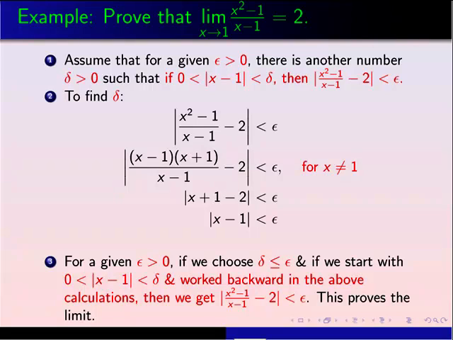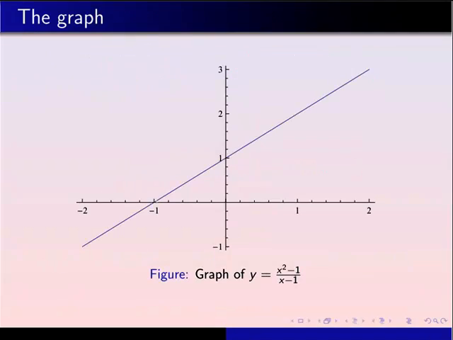So for a given epsilon greater than 0, if we choose delta to be less than or equal to epsilon, and we start with this assumption and work backward in the above calculations, that will get us to this conclusion: that the value of your function at this point x is going to be within a distance on the y-axis from 2 that is less than epsilon, and that will prove the limit for us. Are you interested to know what the graph of this function looks like? If you are, then have a look at the next slide.